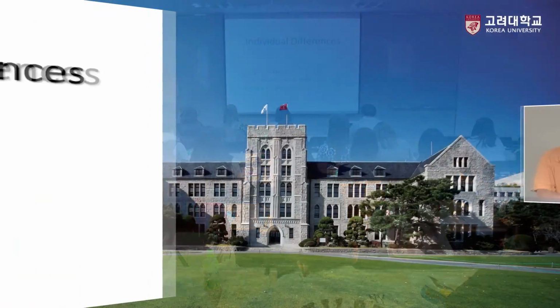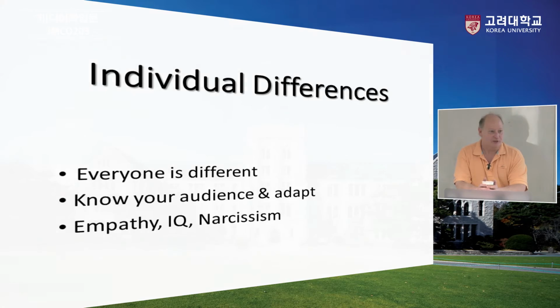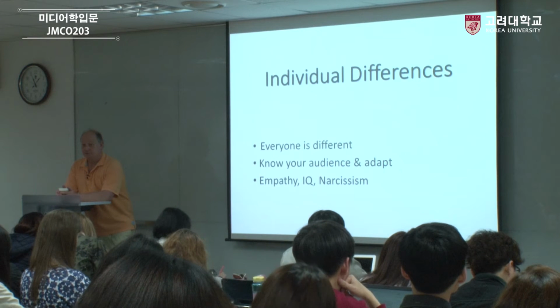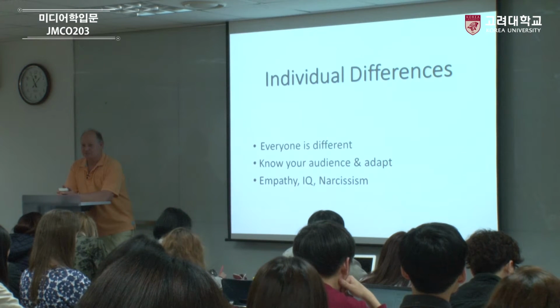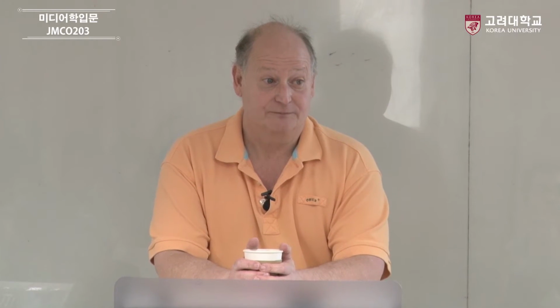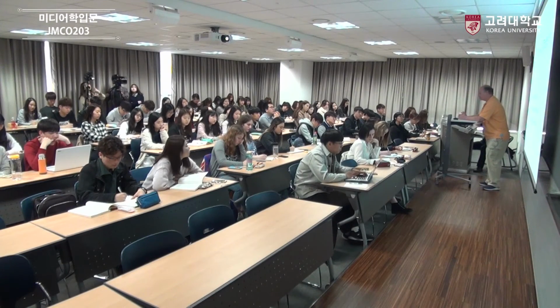So, next topic is a concept I call individual differences. So everybody's different. You want to know your audience and adapt. And since I'm talking about human communication, I want to talk about three particular individual differences that I think are particularly important for interpersonal communication. And these are empathy, intelligence, and narcissism. Empathy is particularly important for good communication skills. Narcissism is the enemy of effective communication.